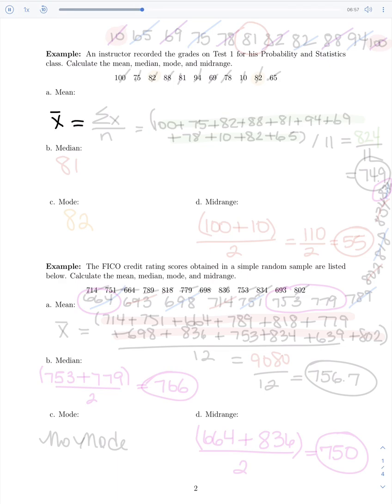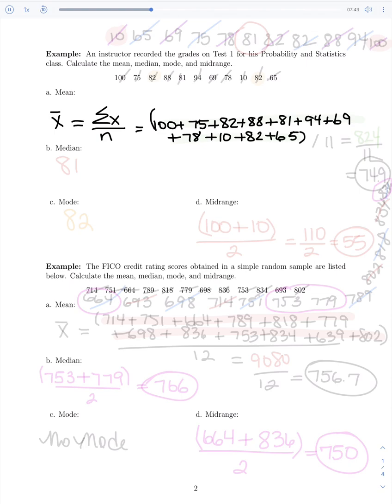How do you find the mean? You're going to take all of your data and add them all up. Again, I'm going to get used to the symbol. Then we'll divide by however many numbers we have. That's what this fancy little formula says. So we'll add up the 100, the 75, the 82, the 88, the 81, the 94, the 69, the 78, the 10, the 82, and the 65.